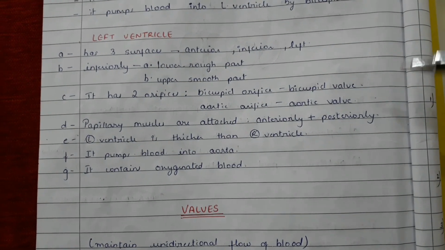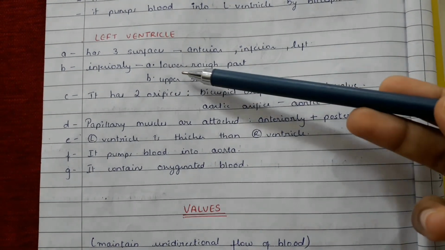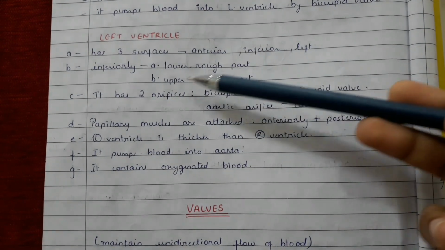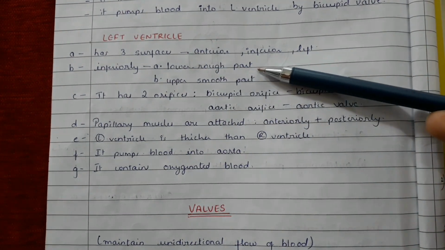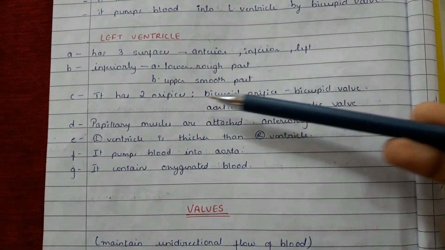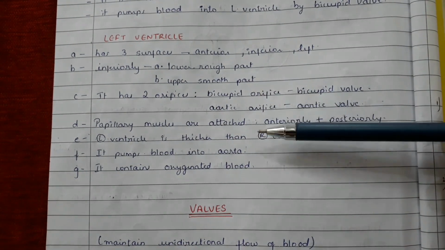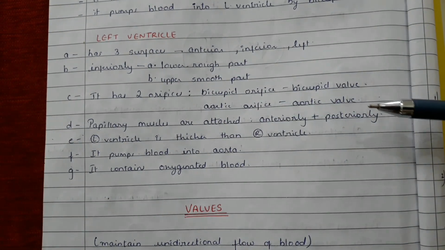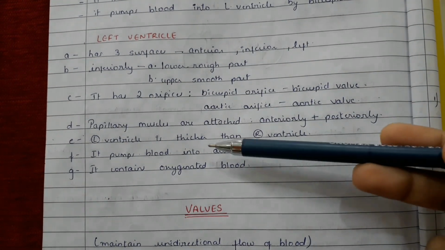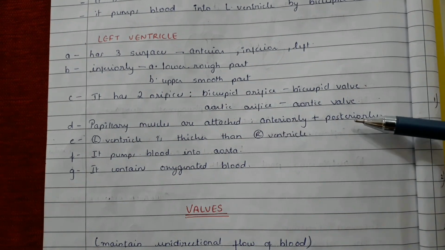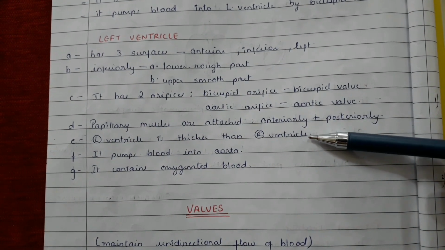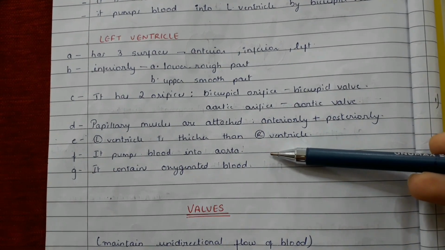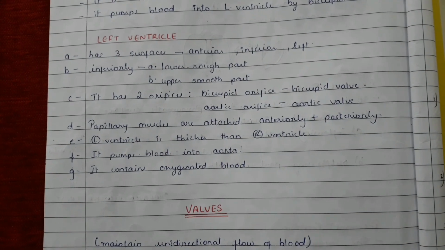Left ventricle. The left ventricle has three surfaces, that is the anterior, inferior and the left surface. Inferiorly, it has a lower rough part and an upper smooth part. It has two orifices, the bicuspid orifice, which has the bicuspid valve, and the aortic orifice, which has the aortic valve. The papillary muscles are attached anteriorly and posteriorly. The left ventricle is thicker than the right ventricle. It pumps the blood into the aorta and it contains oxygenated blood.